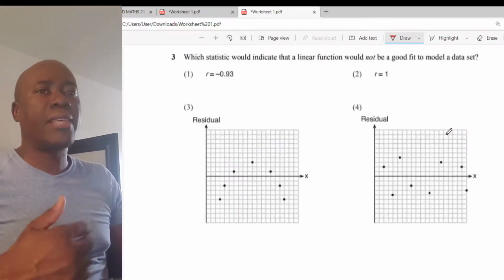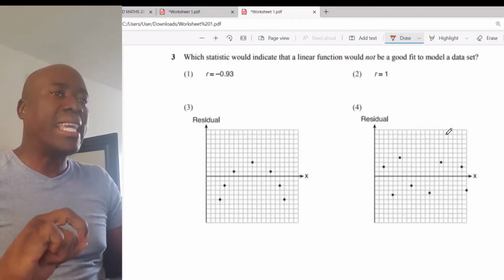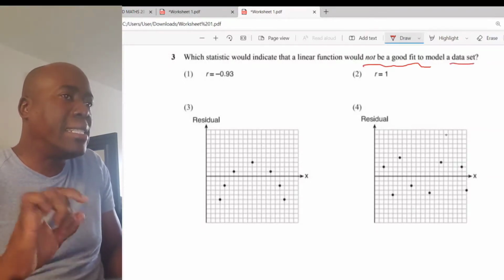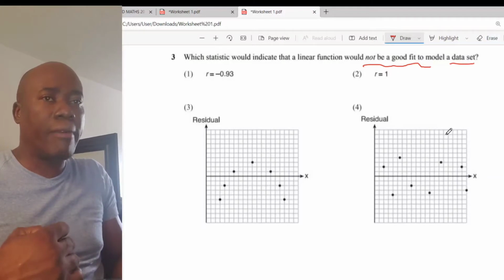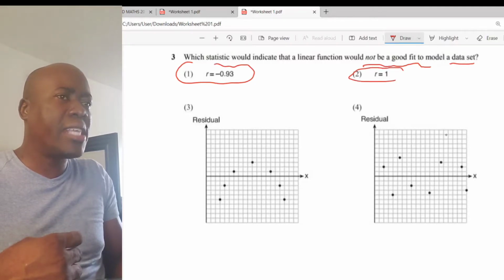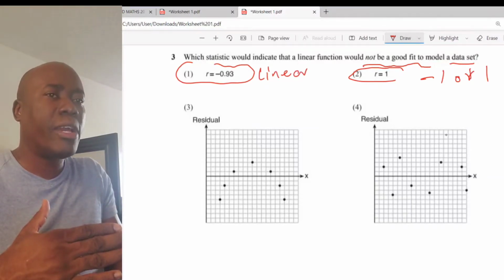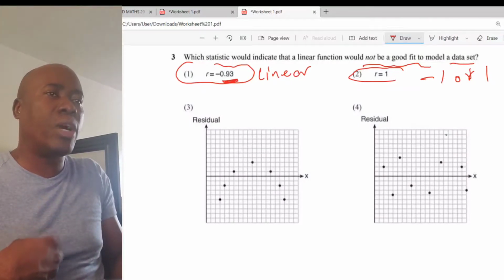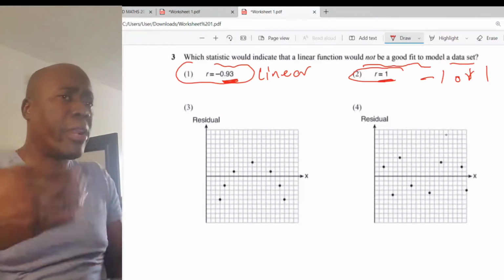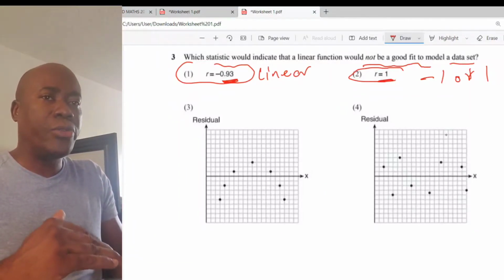All right, question 3 is a statistics question. It says, which statistics would indicate that a linear function would not be a good fit to model a data set here. When the correlation, if you do have your correlation here, if the coefficient of the correlation is very near to -1 or +1, this is actually suggesting that we have linear stuff going on here. So these two are linear because this is close to -1 and this is actually 1. So when the coefficient of our correlation is a number close to -1 or 1, then we have a linear function. That's fine. But we are going to talk about the residual here.